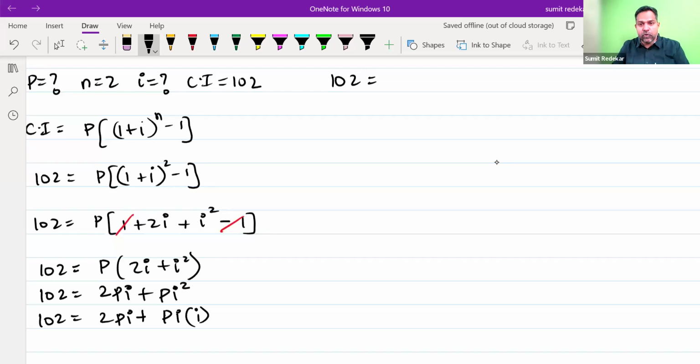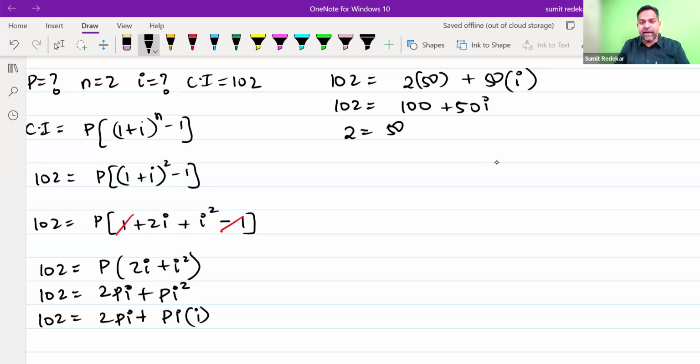So 102 is equal to 2 into 50 plus 50 into I. 2 into 50 is 100, so 102 is 100 plus 50I. Take the 100 to the other side. 2 is 50I, or I is 2 by 50, or I is 0.04, or the rate is 4%.